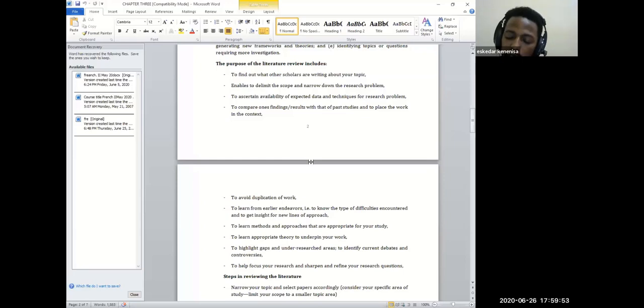Therefore, the first step in the literature review is going to be to narrow your topic. You have to make your topic very specific, very articulated. Therefore, narrow your topic and select a paper that is limited in scope. That is manageable under the circumstances.